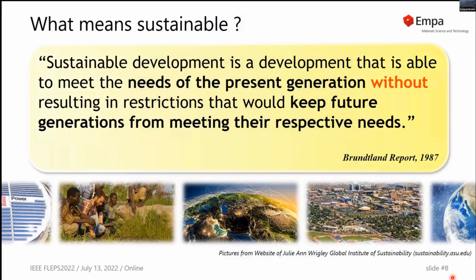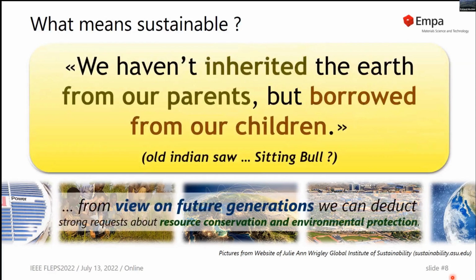Sustainability. The classical definition is from 1987, from the Brundtland report, which says sustainable development is a development that is able to meet the needs of our present generation without hindering future generations to meet their respective needs. Or, in a shorter form, we can say we haven't inherited the earth from our parents, but it's rather something that we borrowed from our children. And this view towards future generations makes the environmental perspective within the whole sustainability discussion so important. So the strong requests about resource conservation and environmental protection come mainly from this view towards future generations.